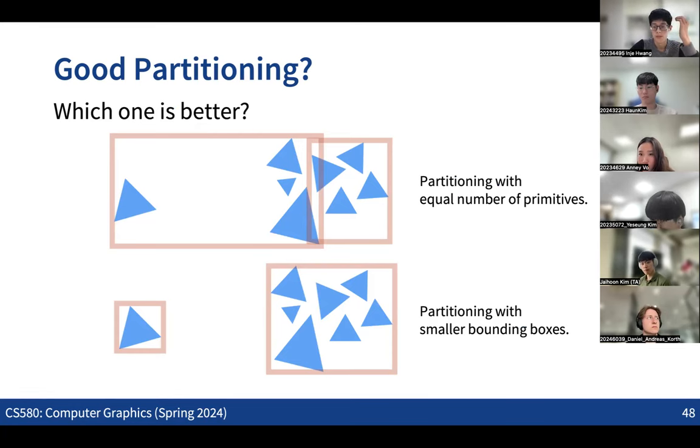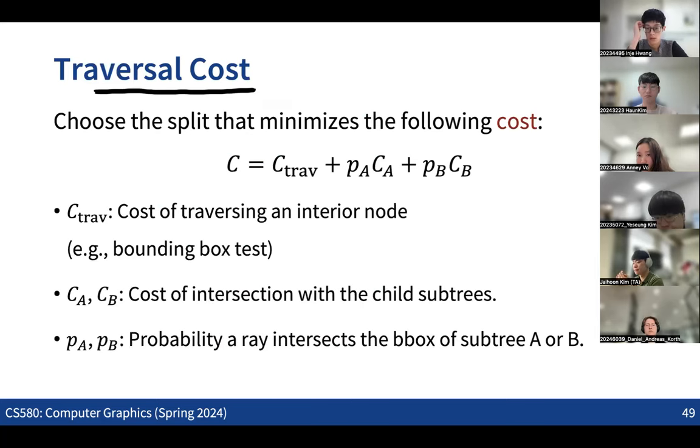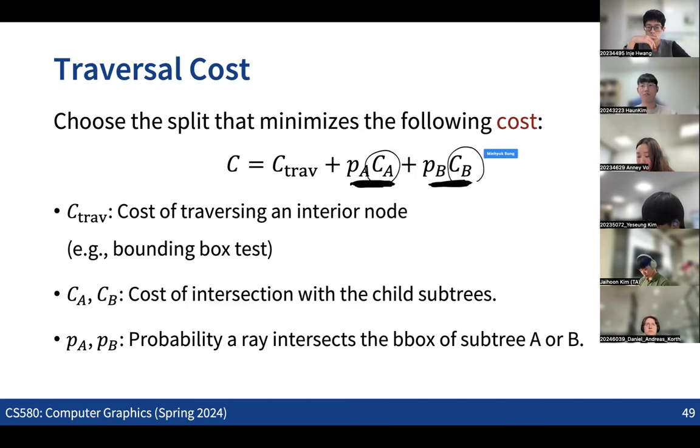So the key is how we can minimize the sum of the volumes of each of the bounding boxes, so that we can have a more efficient system. For that, we can think about how to define the most efficient case of dividing the bounding boxes. So we can define this traversal cost. Here, this is a constant term, the cost of the traversal with an interior node, so basically a bounding box test. And then we also have the cost for the left subtree and the cost for the right subtree, with the probability of whether the ray is really intersecting with the left set's bounding box and also the right set's bounding box. And there are ways that we can approximate each of the terms here.